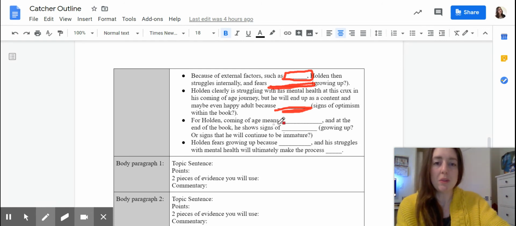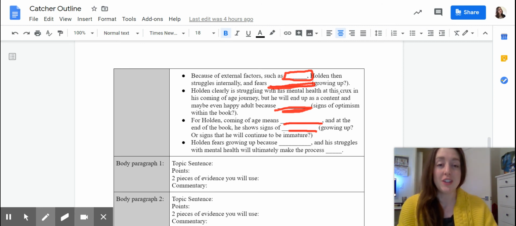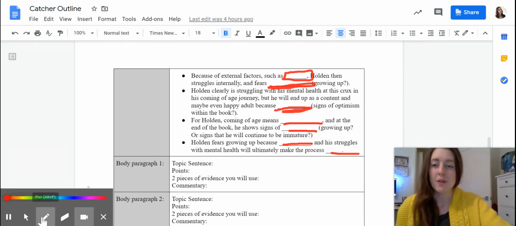This one, for Holden, coming of age means blank, and at the end of the book, he shows signs of blank. So maybe coming of age means facing kind of the loss of childhood innocence. And then at the end of the book, do you think that he's preparing to move on into that world? Do you think he feels more equipped now or not? This is debatable. And then lastly, Holden fears growing up because, and his struggles with mental health will ultimately make this process what, to kind of characterize it.